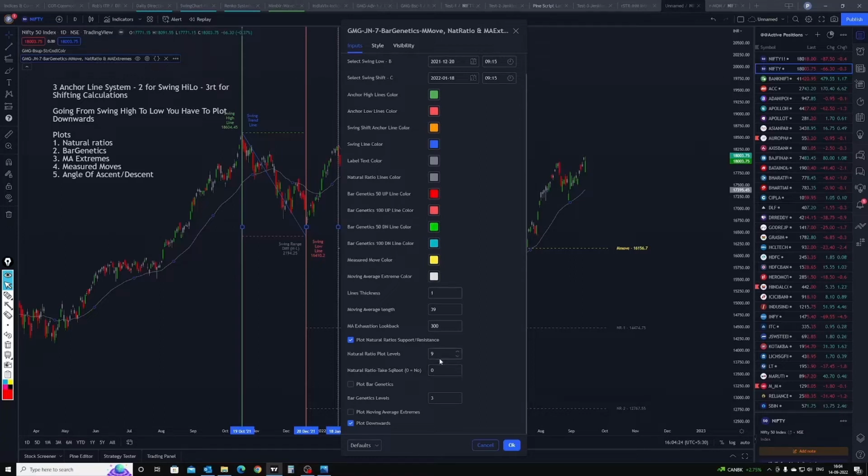What does this mean? Levels are like this: NR1, NR2, NR3. If you want more levels, more than 9, then you increase the number. If you want fewer levels, you decrease the number. So that many levels will be plotted on the chart. Now coming to this, natural ratio takes square root.